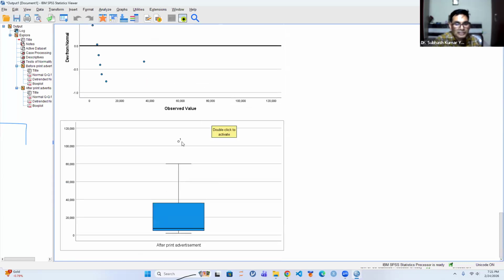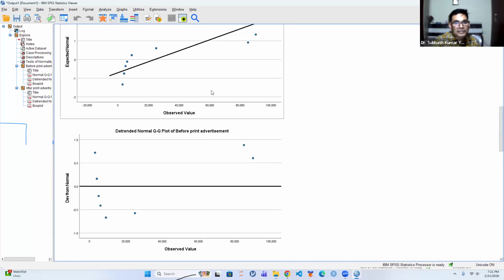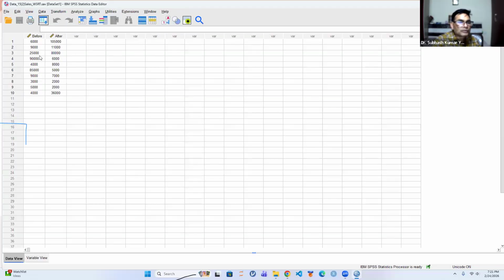So you can see here, this is the outlier only. But here, this sixth observation is an outlier, while the fourth observation is an extreme observation, and we can verify it from the data, fourth and sixth. The fourth one is this one, say 90,000, very, very huge. And the sixth one is also, because it is 85,000. So like that. Now let us perform the Wilcoxon signed rank test.